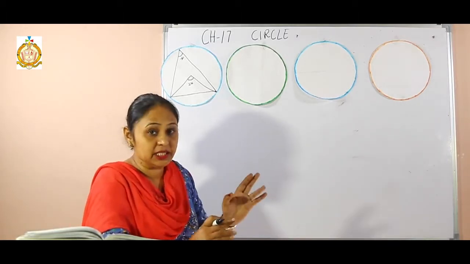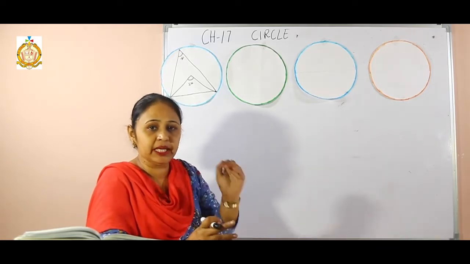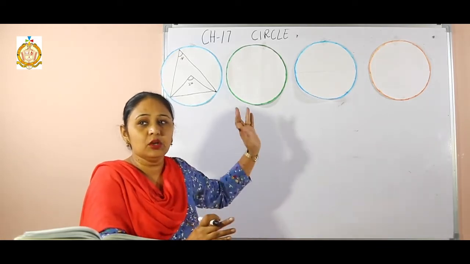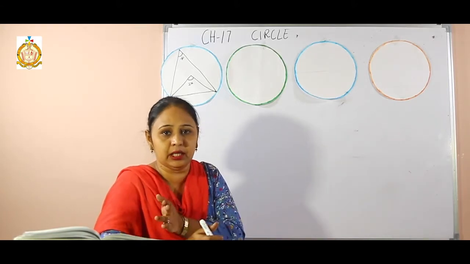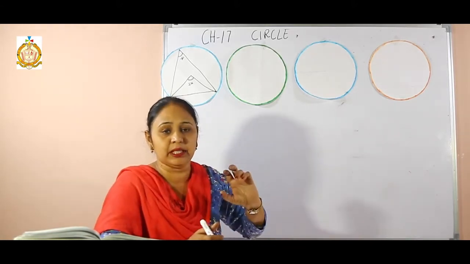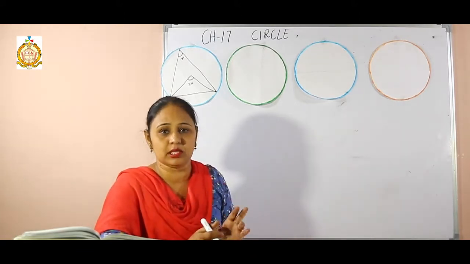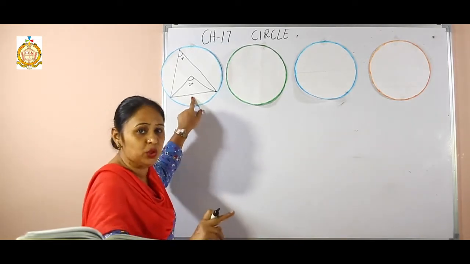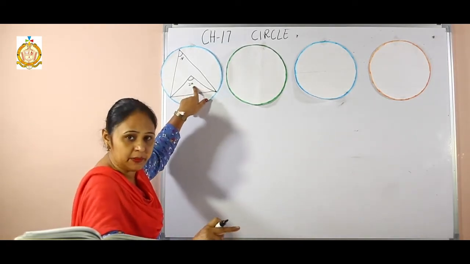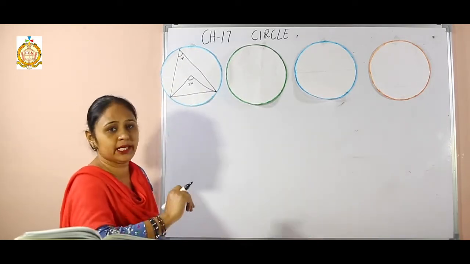Again I am repeating, just listen carefully, because if we learn it and make it part of our mindset, we can solve the sums, because we can't look at every property again and again. We have to keep it in our mind. If we learn it, then we can understand, see the figure and solve the sum. The first property is: on the same base, on the same chord, the angle at the center is double the angle at the circumference.